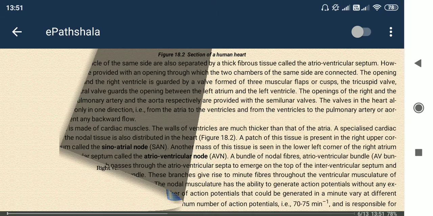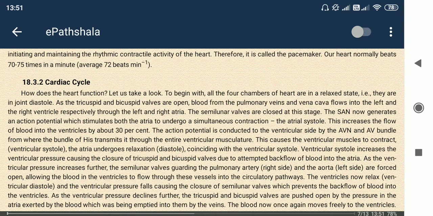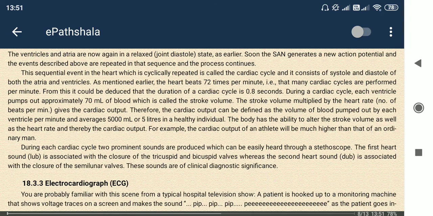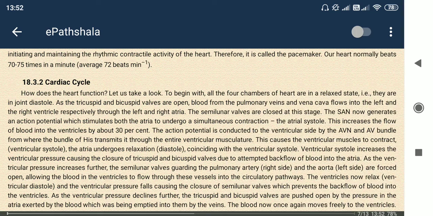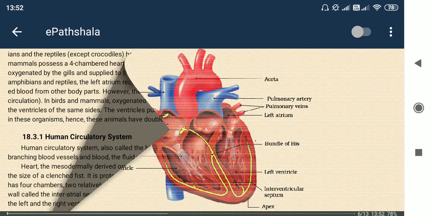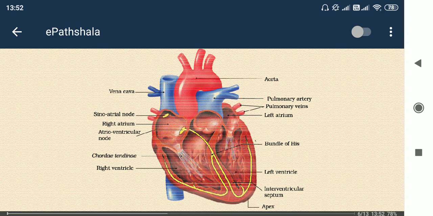Another part I would like to discuss here. Another thing, 70 milliliter. Each ventricle pumps 70 milliliter of blood when it contracts. So 70 milliliter times 70, the total beats per minute. So per minute it comes to around 5 liters.